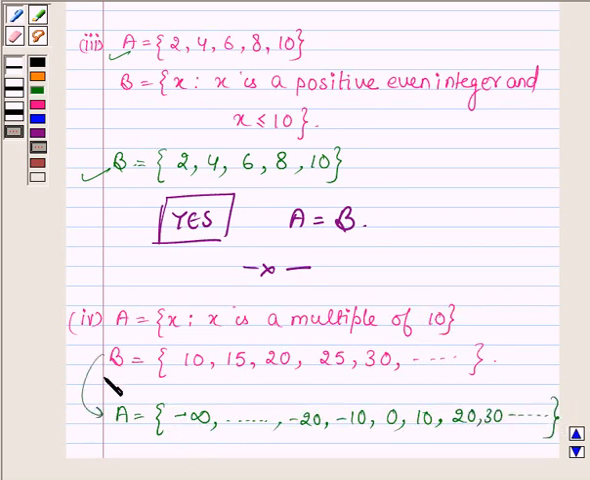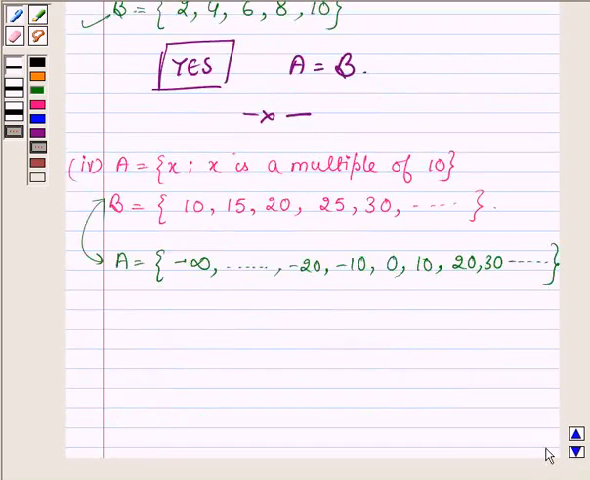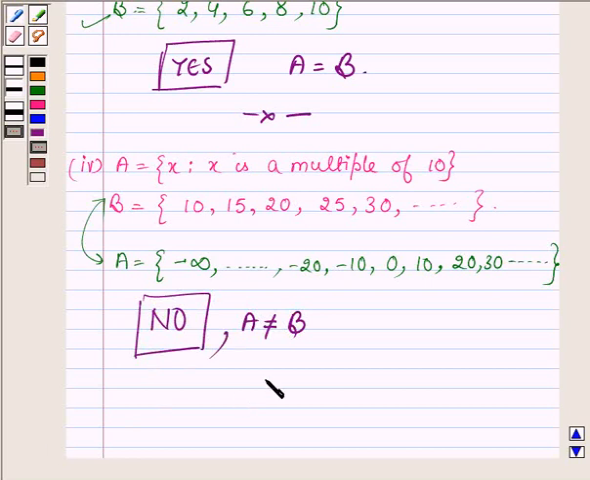And on observing A and B, we find that 15, which is in set B, is not in set A. And thus, the two sets A and B are not equal. Thus, our answer is no. So, this completes the last part and hence the solution.